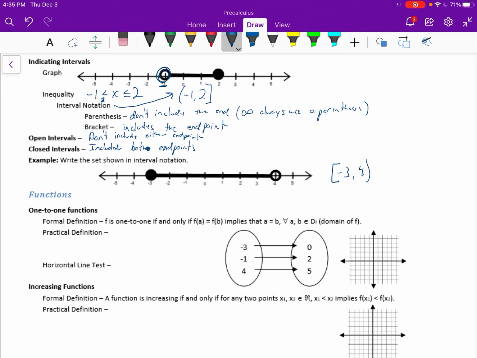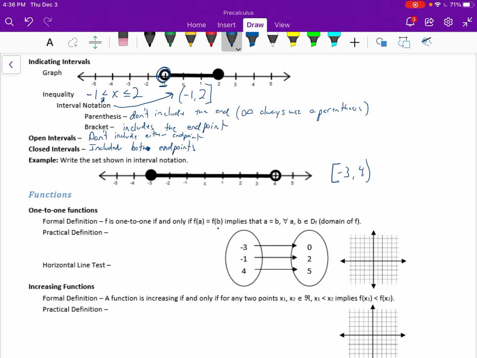On to functions. We're talking about one-to-one functions. So function f is a one-to-one function if and only if f of a, the y value when you plug in a, is equal to f of b, the y value when you plug in b, implies that a and b are equal, or a is the same as b, for all a and b in the domain of f. Practical definition.